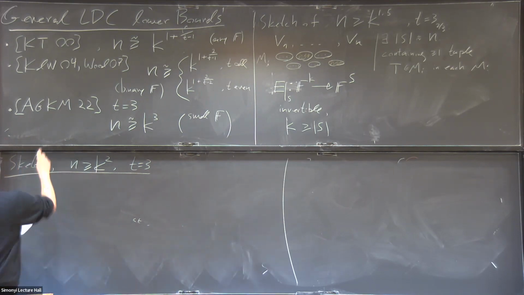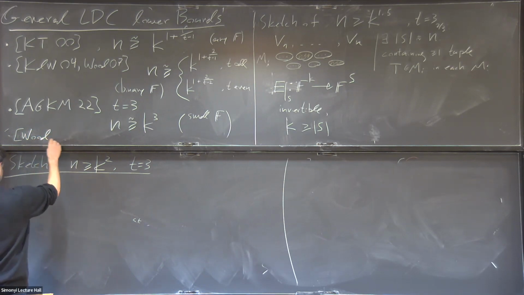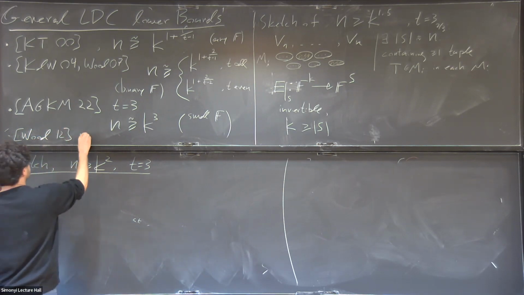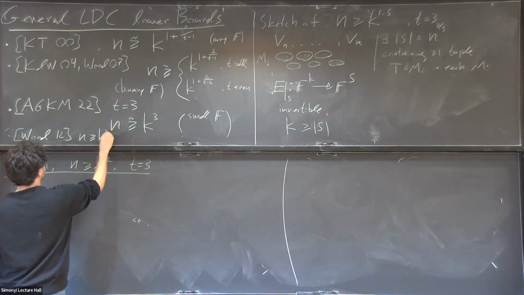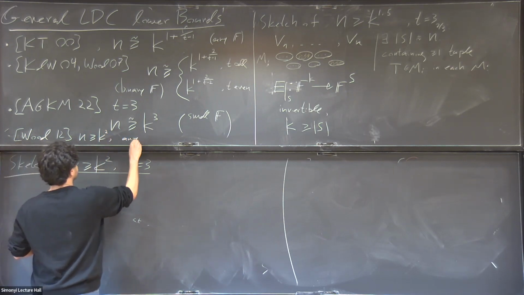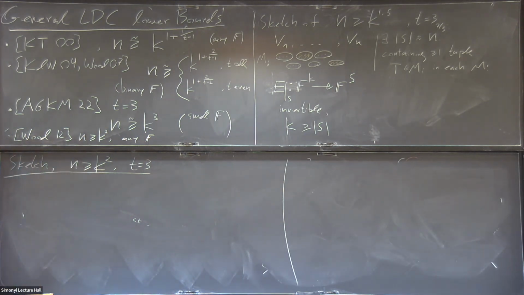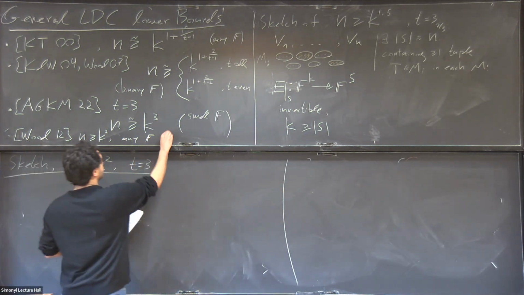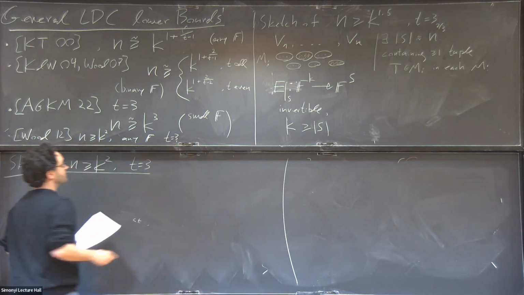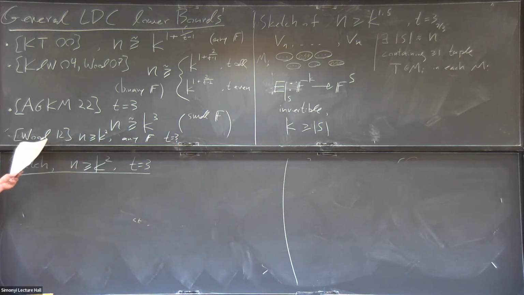Oh, I forgot to mention here, there's a paper of Woodruff that shows n is at least k squared for any field for linear codes for t equals 3. So this result, it's not this proof, it's a slightly simpler proof that I can't remember where I saw it. But the idea is really simple.